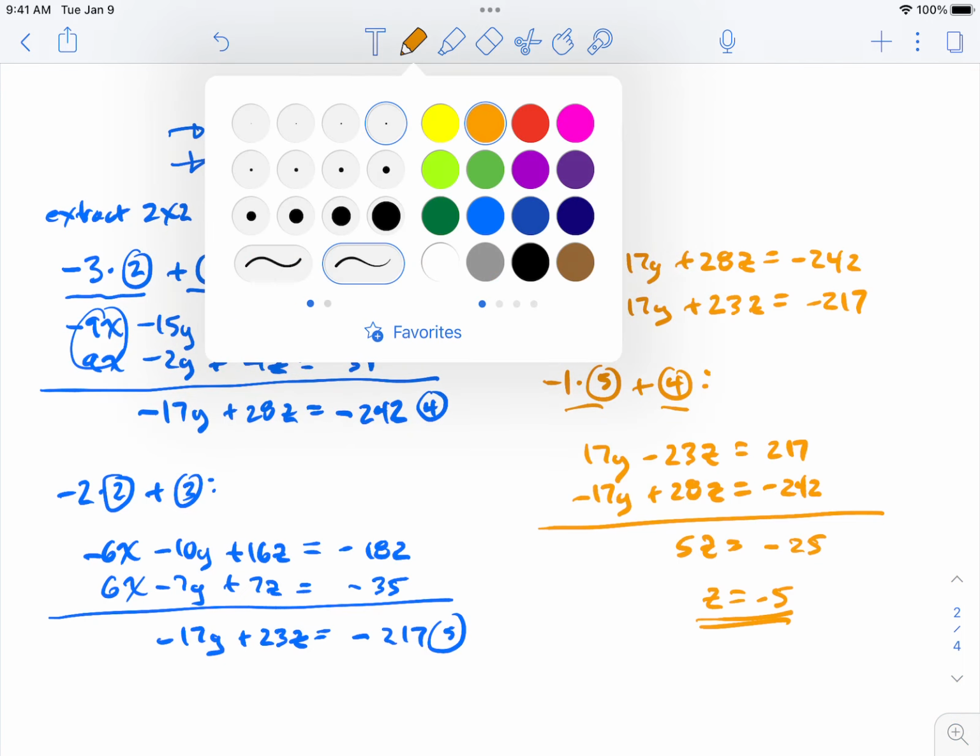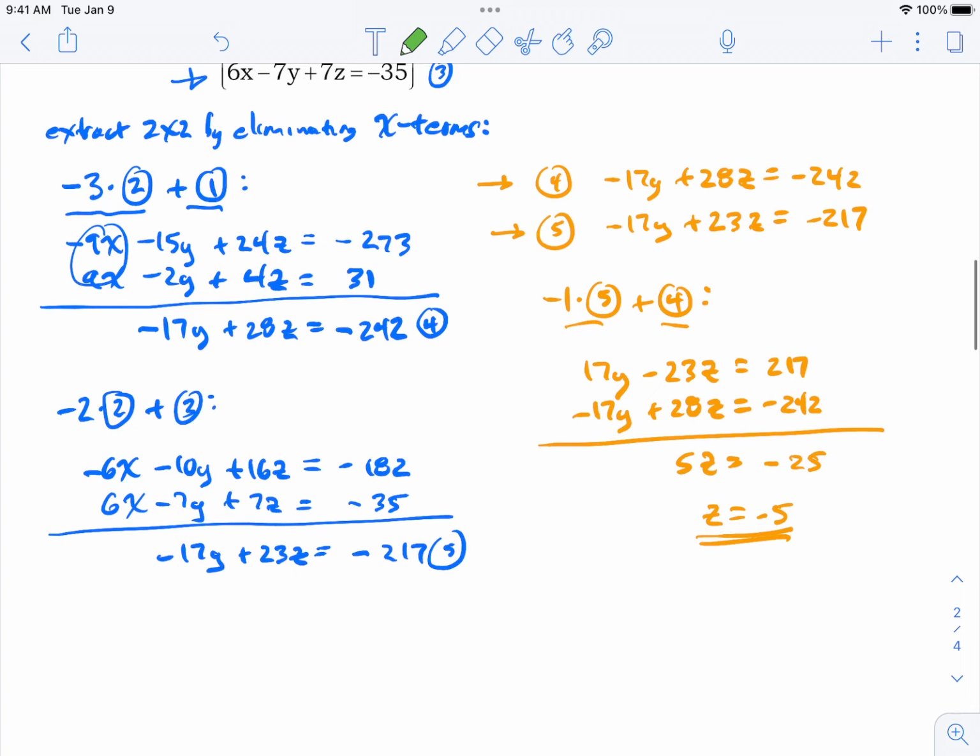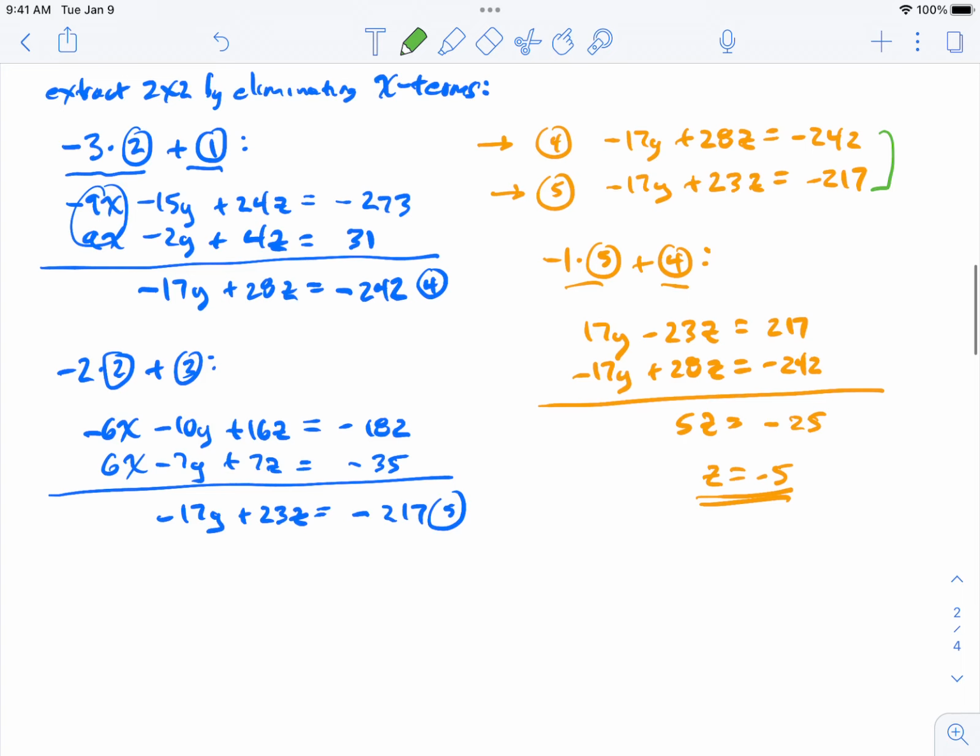Now, let's get a different color. Let's go back and get y, right? So remember, these equations have y and z. So once I have z, I can get y. So I'll just plug this into, I don't know, maybe just plug it into equation 5. Doesn't really matter. Get the same answer either way. Try it if you don't believe me.